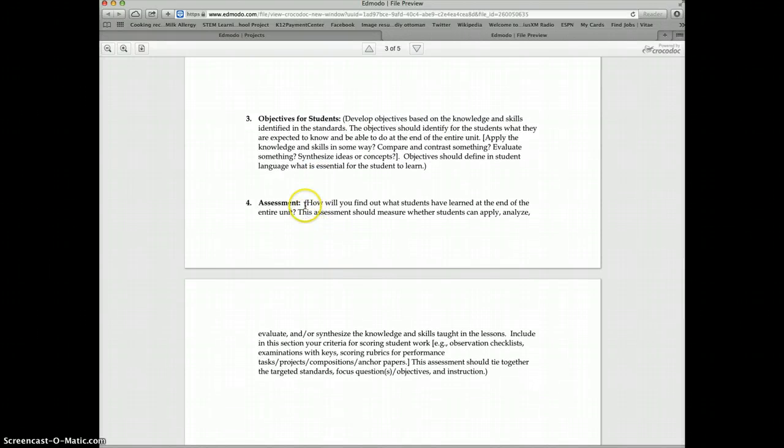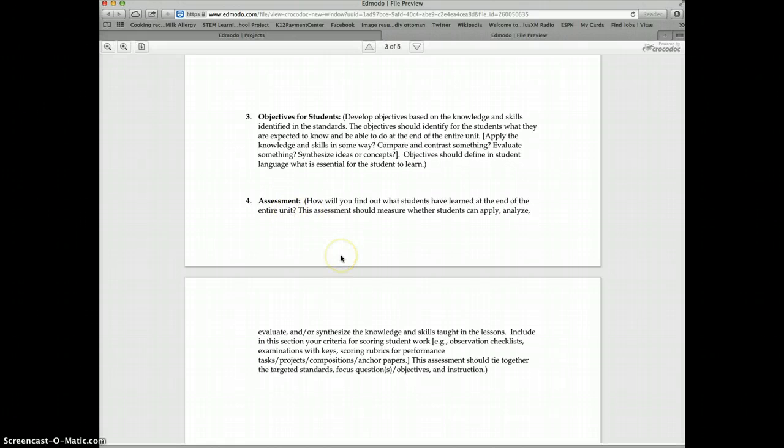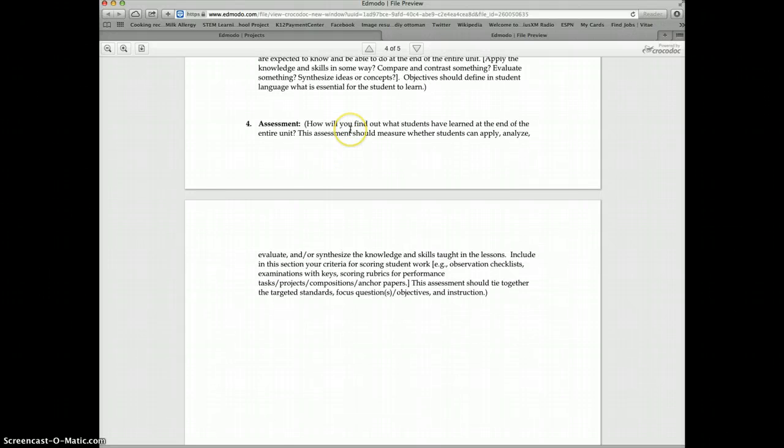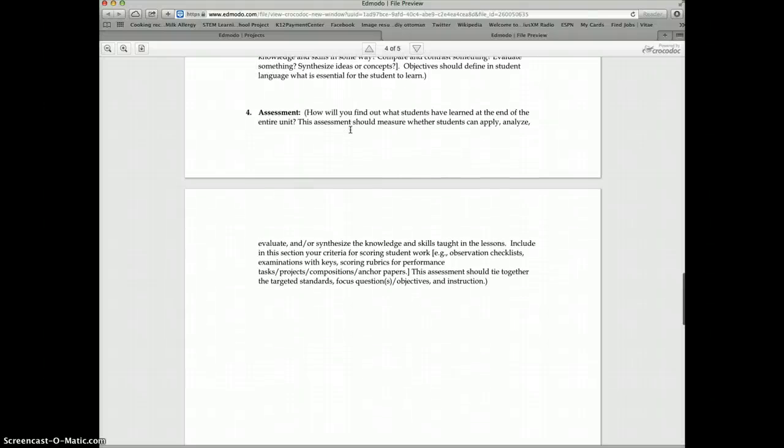Assessment, so basically this is looking at what will students know by the end of the unit and how are you going to measure their progress throughout the unit. So this usually would contain some sort of big summative assessment that's going to happen that kind of ties everything together. And again, it should be directly related back to your objectives and your standards as well.